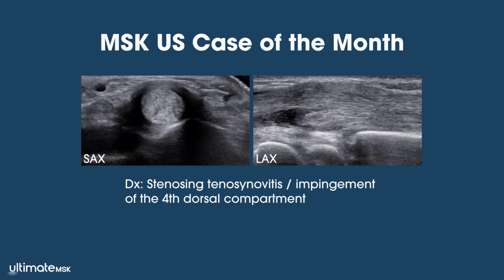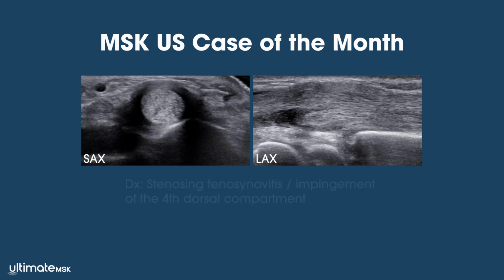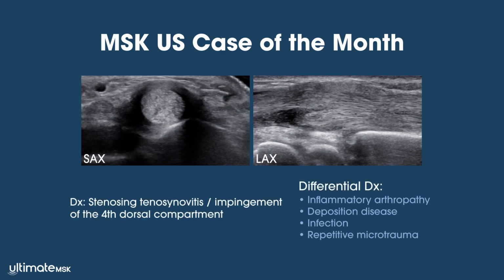Dorsal wrist impingement is an uncommon but well-described diagnosis. In this case, the short axis ultrasound images reveal findings consistent with stenosing tenosynovitis, including retinacular thickening, tendon abnormalities, and a characteristic rounded appearance of the tendons. The differential diagnosis for tenosynovitis of the fourth dorsal compartment includes an inflammatory arthropathy such as rheumatoid arthritis, deposition disease such as gout or calcium pyrophosphate deposition, infection, and repetitive microtrauma.